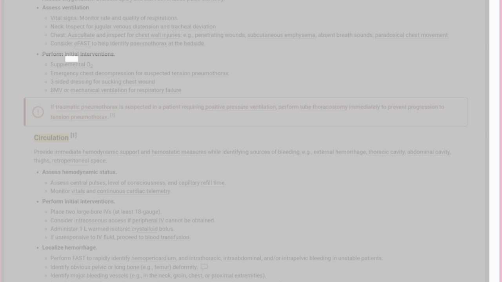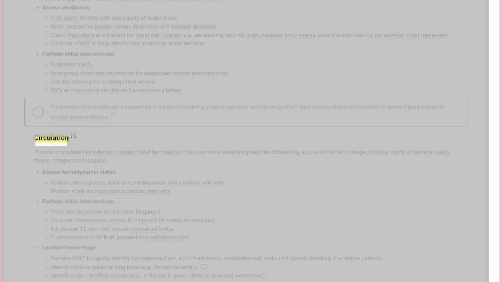Perform initial interventions. Give supplemental O2. Perform emergency chest decompression for suspected tension pneumothorax. Apply a 3-sided dressing for a sucking chest wound. Use BVM or mechanical ventilation for respiratory failure. If traumatic pneumothorax is suspected in a patient requiring positive pressure ventilation, perform tube thoracostomy immediately to prevent progression to tension pneumothorax.